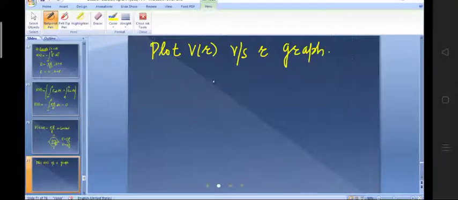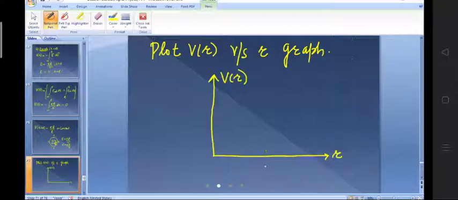Inside the potential is constant, and outside it dies down as 1 by R. So that means the graph will be something like this. This will be V as a function of R, and here it is R, the capital R at the surface. Now inside, the potential is constant, so it's like this.